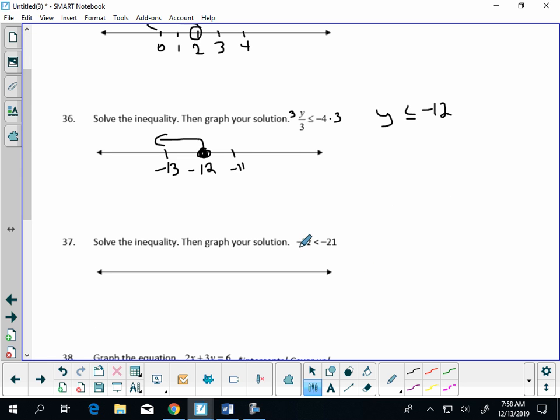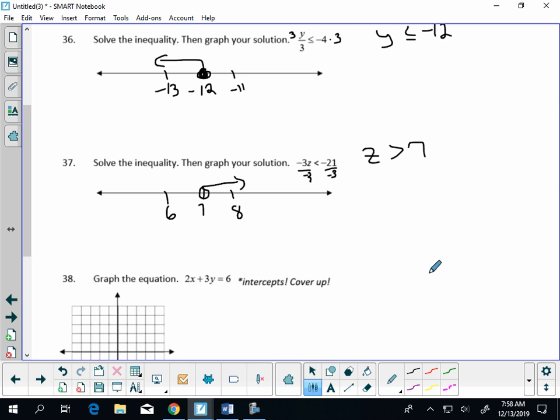On this one, I'm dividing by -3. Be careful. When you divide by a negative, you have to flip the sign. So that's going to be z is greater than 7. So I'm going to do an open dot shaded to the right.